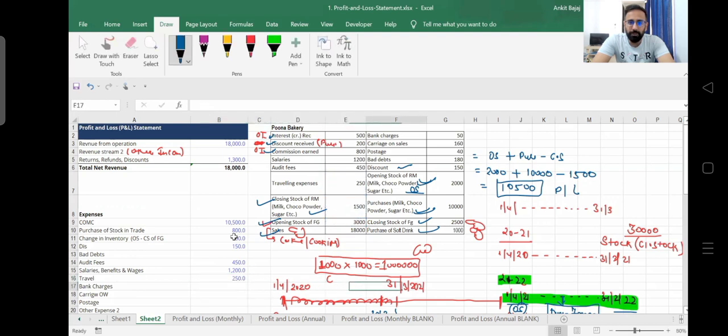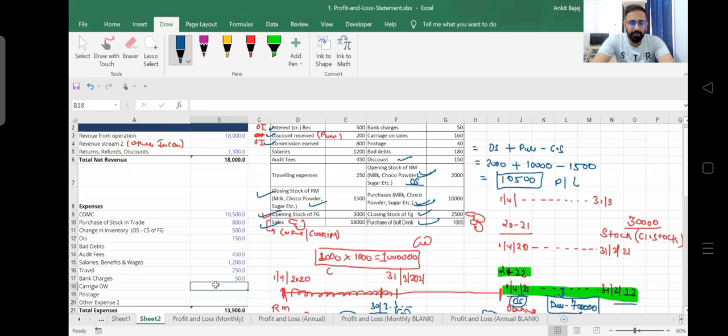So we have covered debit side transactions. Now the next transaction is bank charges. The company is also paying bank charges, so we will record bank charges here. Then carriage on sales. The company has paid some transportation charges. Carriage on sales means transportation charges. So the company has paid 160 rupees transportation charges for purchase of raw material. Then the company has paid some postage expenses, so we will record postage in the P&L account.